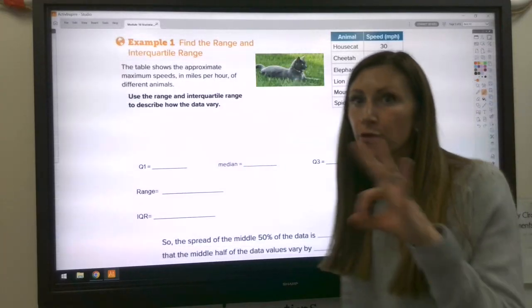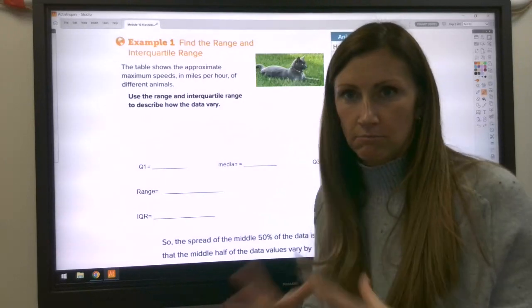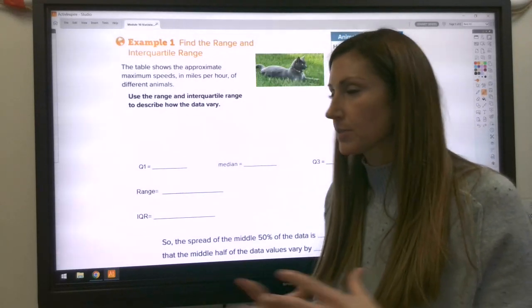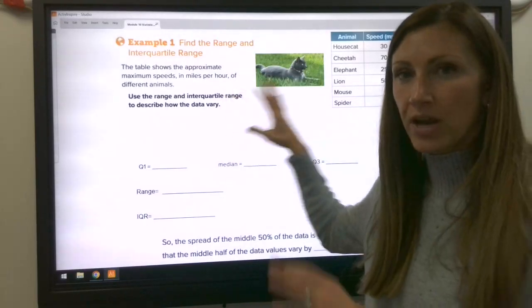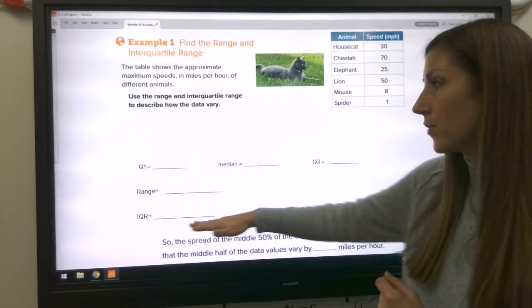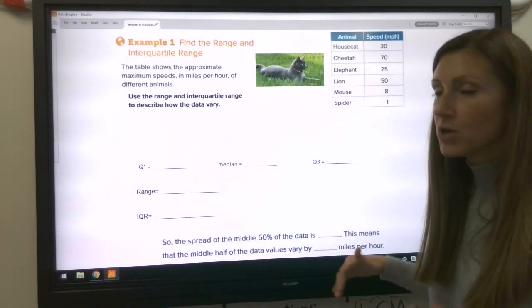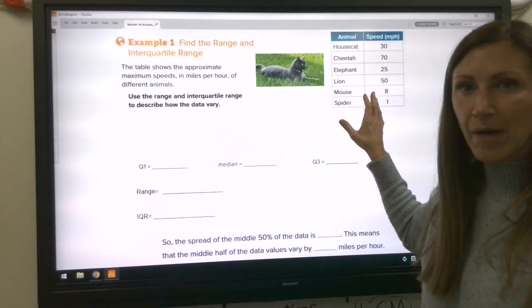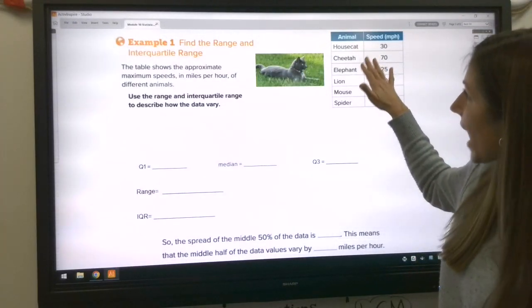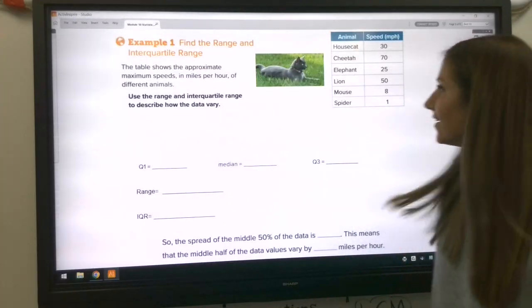All right, ready? We have 3 examples to do, and then you'll be running off and doing this on your own, practice-wise. Okay? So example 1, we have the range. We're going to just find the range given this data, and then we're also going to find the interquartile range, and then we're going to describe that a little bit too. So we have some house cat, cheetah, elephant, random animals is what I would say.